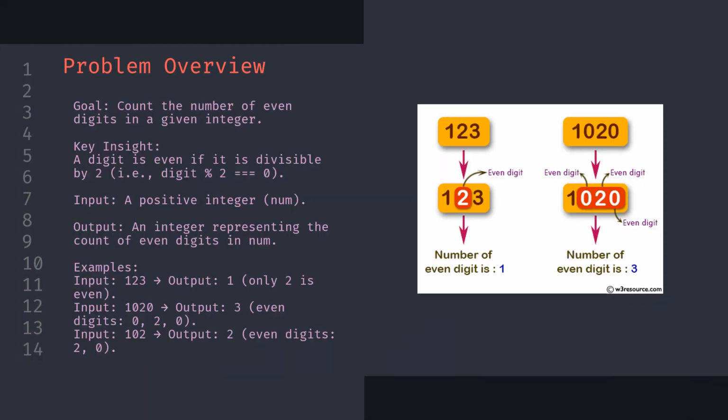Our task is to count how many digits in a given integer are even. For example, in the number 1020, there are 3 even digits: 0, 2, and another 0. This simple problem will help us explore loops and arithmetic operations in JavaScript.